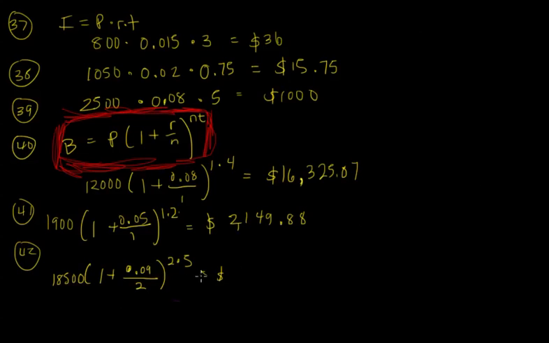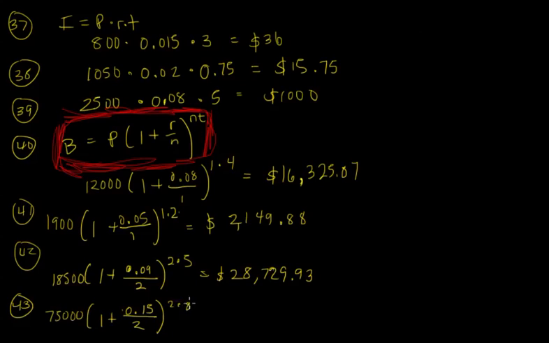When I work out that math, I got $28,729.93. Almost done. 43. Let's squeeze it into the bottom. $75,000 is your principal. 1 plus 15%. Man, that's pretty awesome. 0.15. Compounded semi-annually, so twice per year for 8 years.